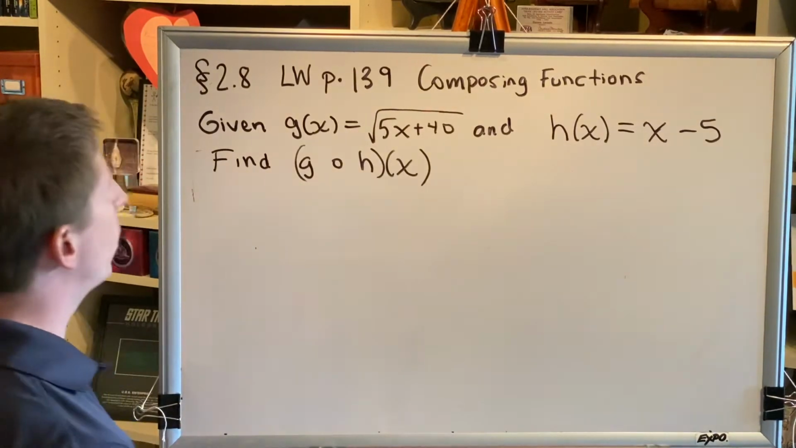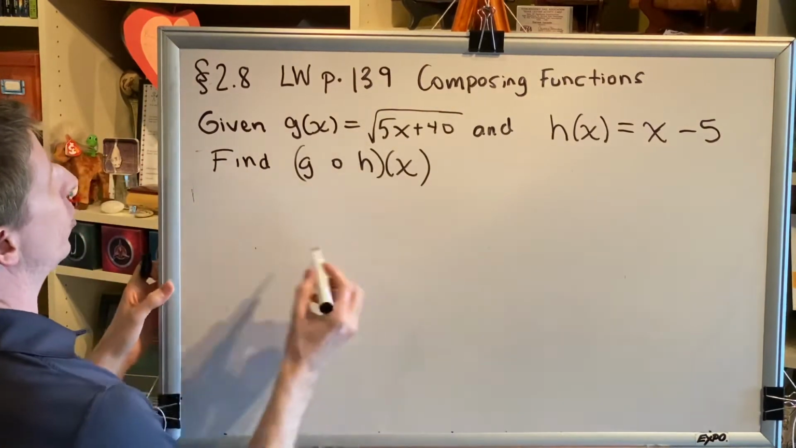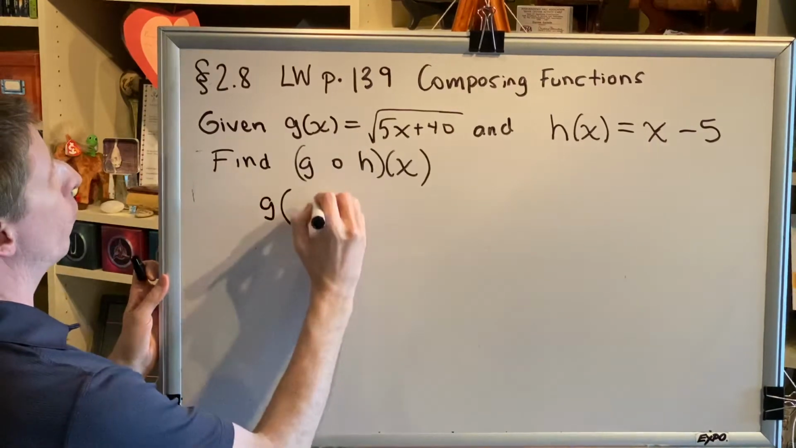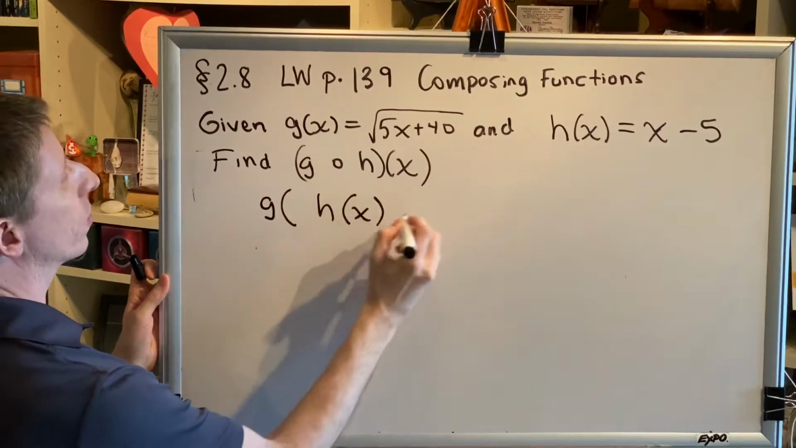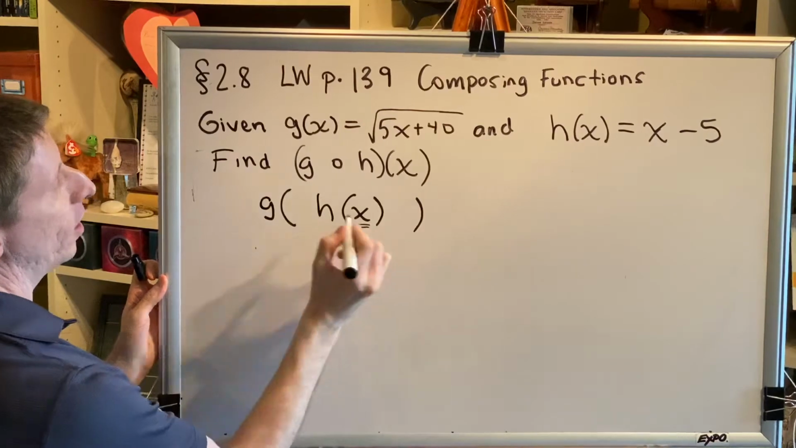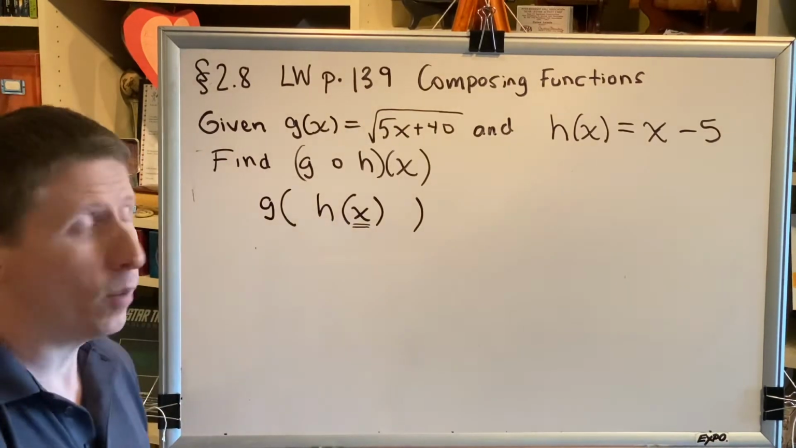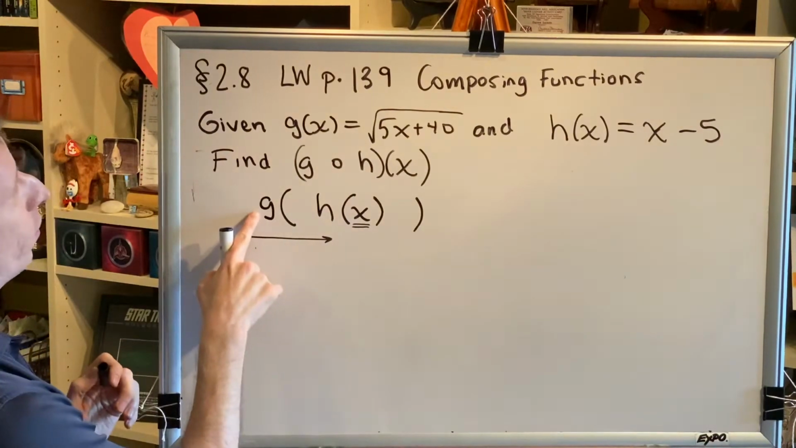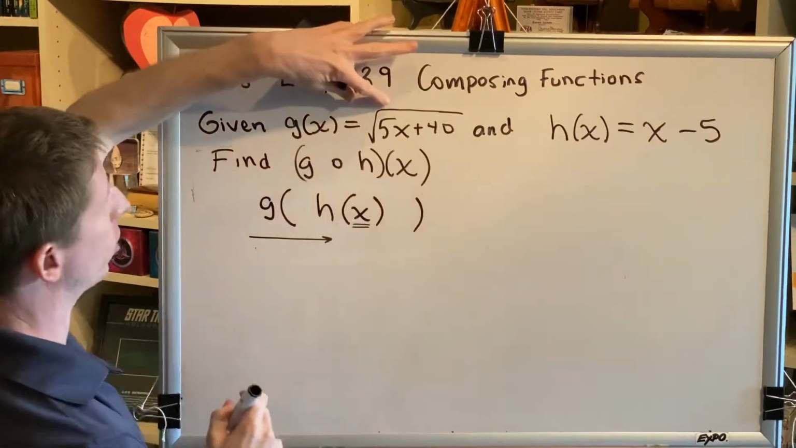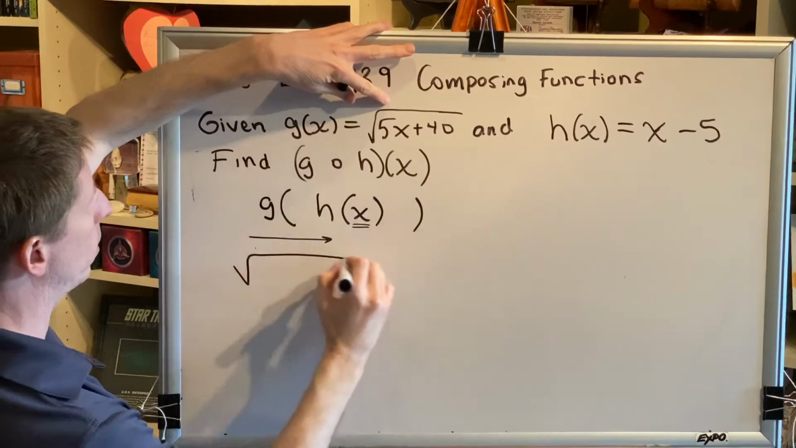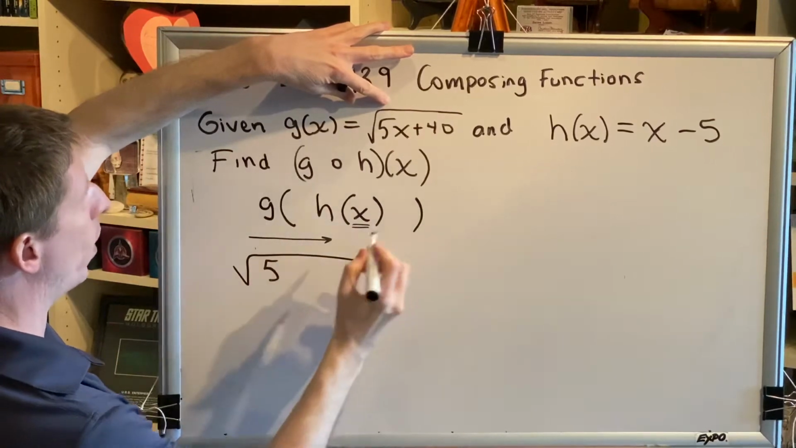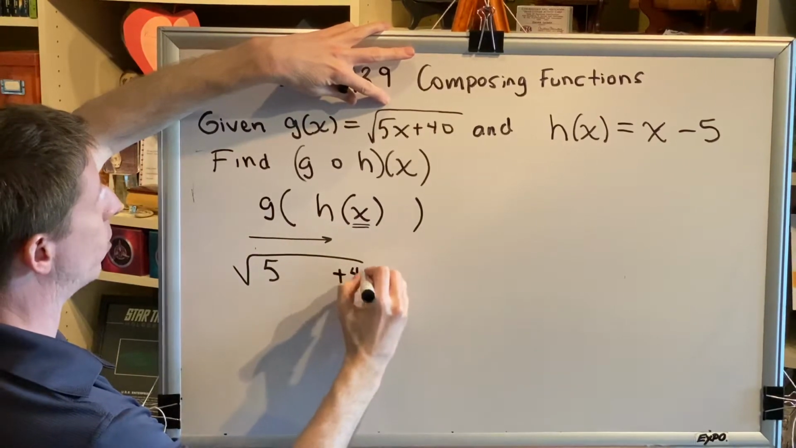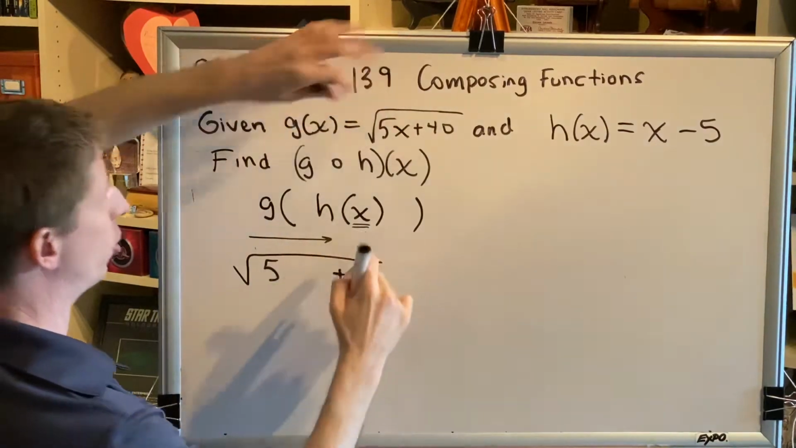Okay, we begin by rewriting this using the definition as g of h of x. We note that the input is a variable, and therefore we work from the outside in. We start with function g, which is this function, and we write it, but everywhere we see an x, instead we're going to put h of x.